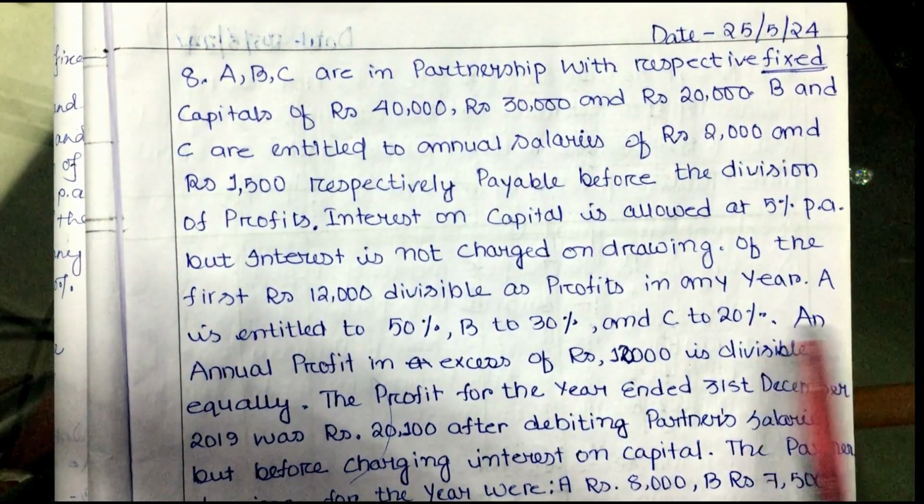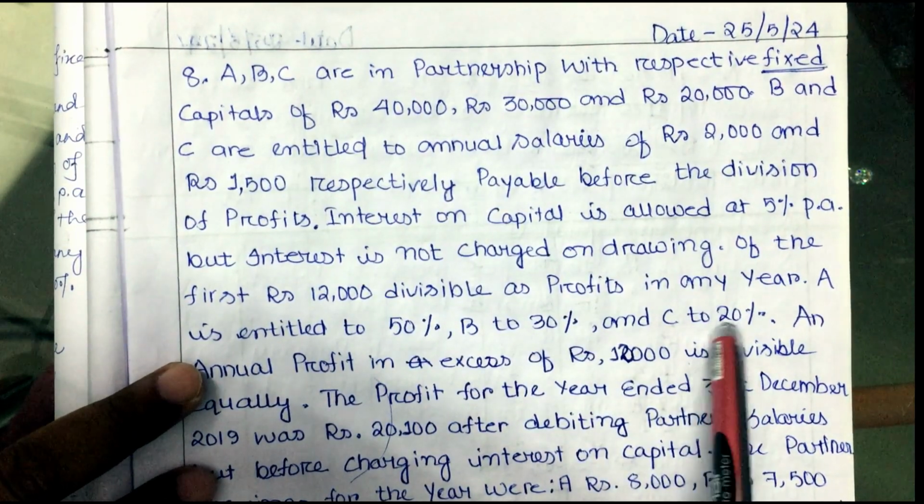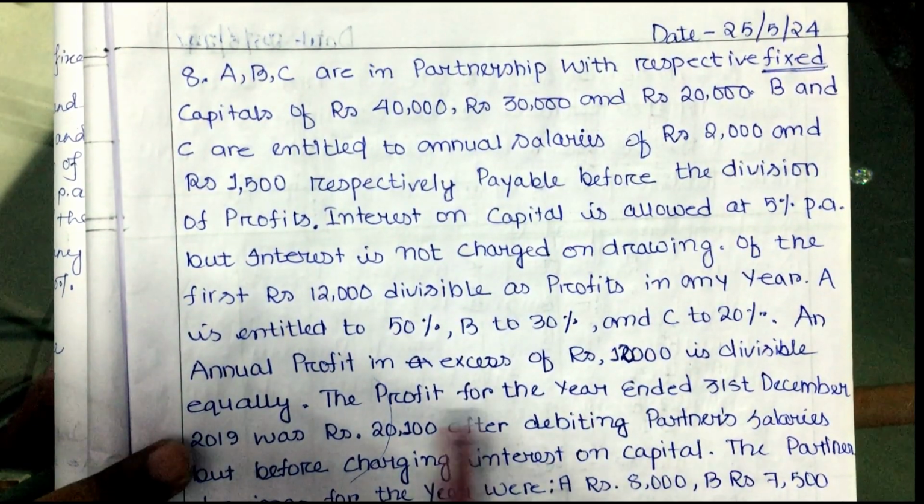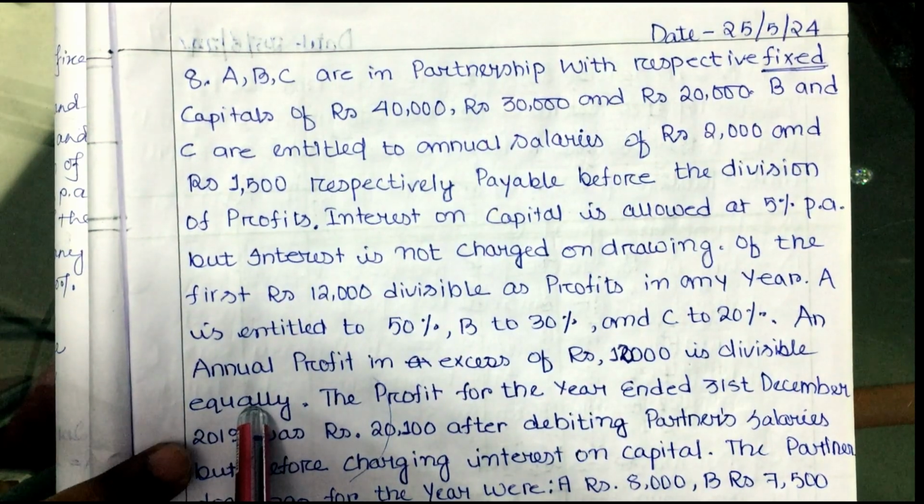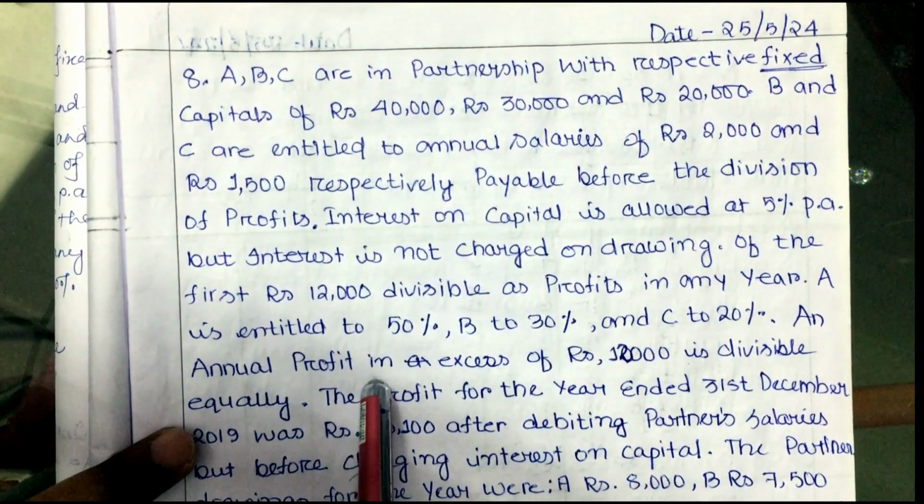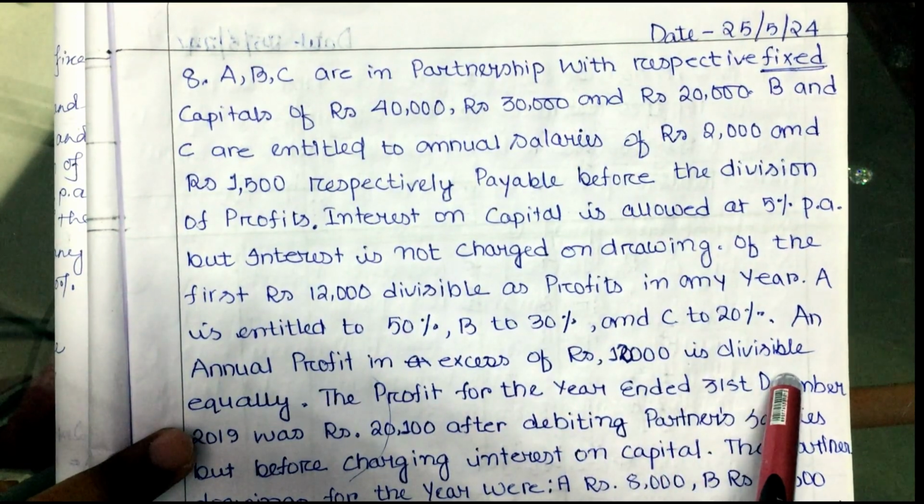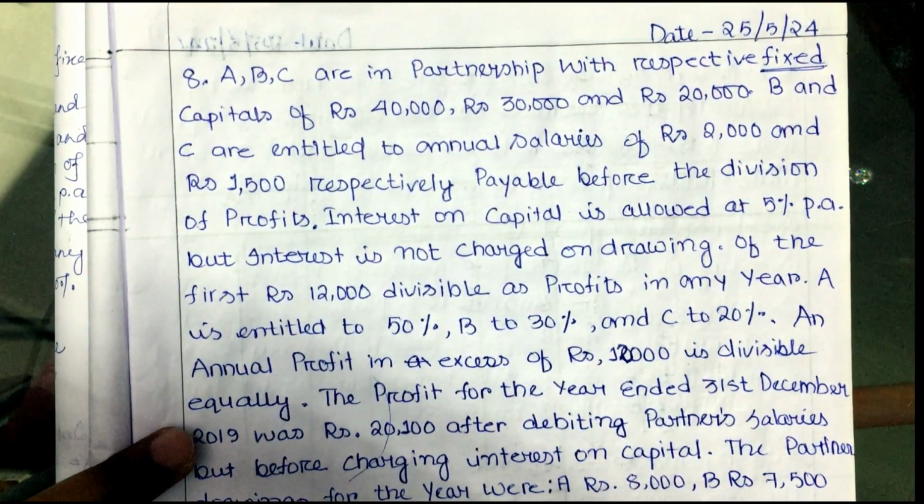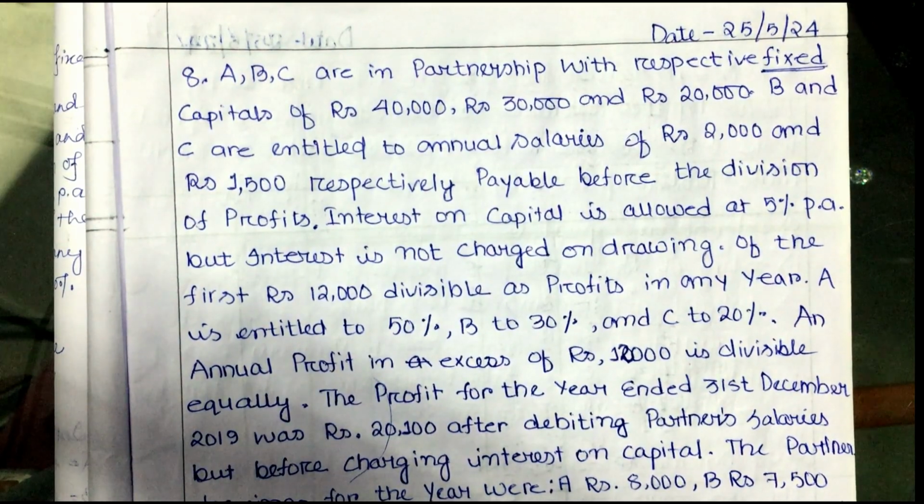See, total profit was rupees how much? 24,000 rupees. If 12,000 is divided in this proportion, then the remaining 12,000 rupees is to be distributed equally. See this part. An annual profit in excess of rupees 12,000 is divisible equally. That means the remaining 12,000 is to be divided equally, means A will get 4,000 out of the remaining 12,000, B will get another 4,000 and C will get another 4,000, the second part of that 12,000 rupees, right?